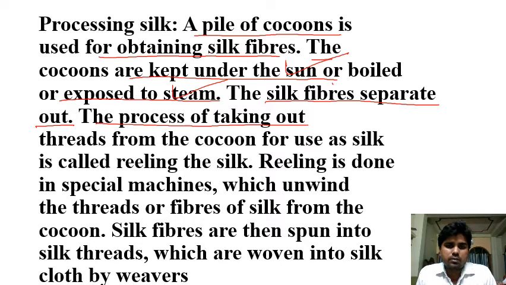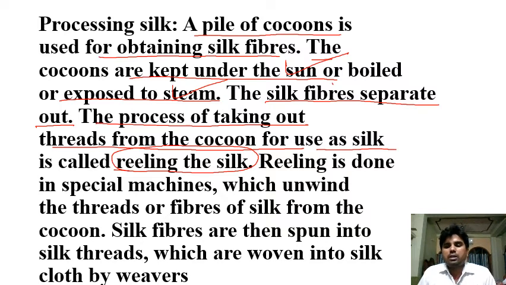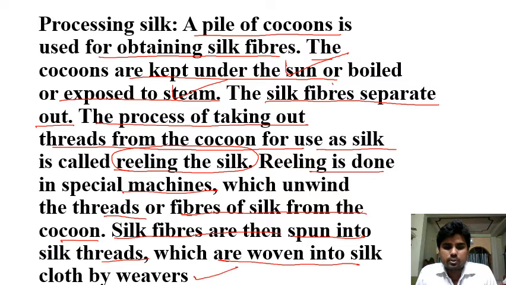The process of taking out the thread from the cocoon for use as silk is known as reeling of silk. So reeling of silk means taking out the thread from the cocoon. Reeling is done in a special machine which unwinds the thread or fiber of silk from the cocoon. Silk fibers are then spun into silk thread, which is woven into silk cloth by the weavers.